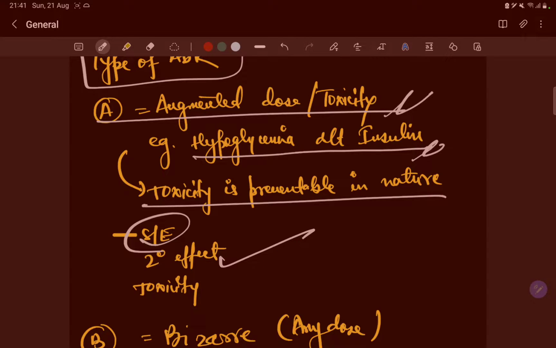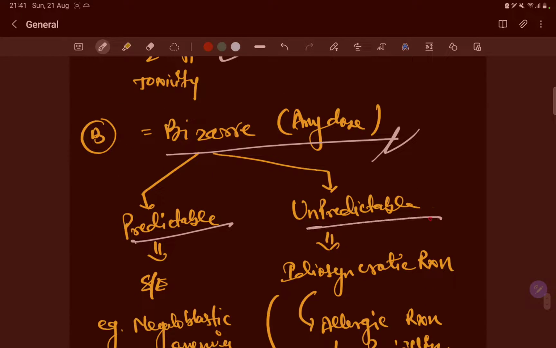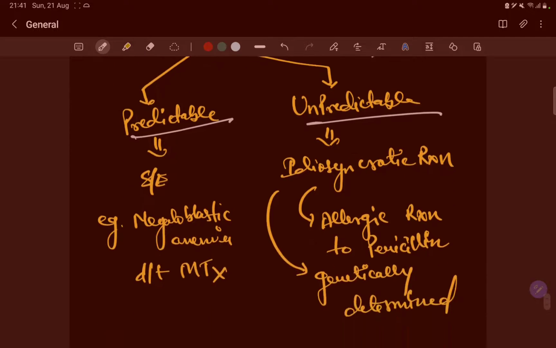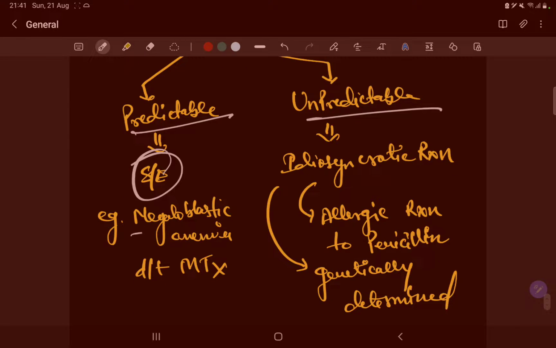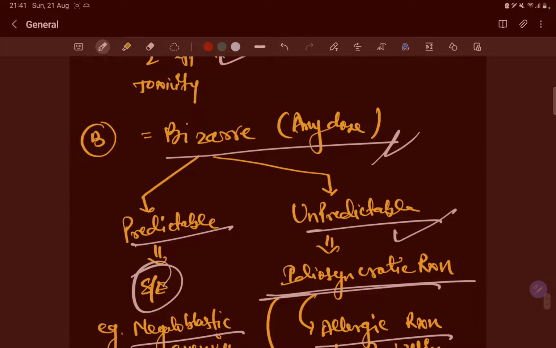साइड इफेक्ट जो सेकेंडरी इफेक्ट होती है. बी से बिजार होता है, एनी डोज, जो प्रेडिक्टेबल भी हो सकता है, अनप्रेडिक्टेबल भी हो सकता है. प्रेडिक्टेबल अगर होगा तो दैट इज नोन एज अ साइड इफेक्ट. फॉर एग्जांपल मेगालोब्लास्टिक एनीमिया ड्यू टू मेथोट्रेक्सेट, बहुत कॉमन है. अनप्रेडिक्टेबल दैट इज द इडियोसिंक्रेटिक रिएक्शन, एलर्जिक रिएक्शन टू पेनिसिलिन, या जेनेटिकली डिटरमाइंड होता है, दैट इज अ बिजार.